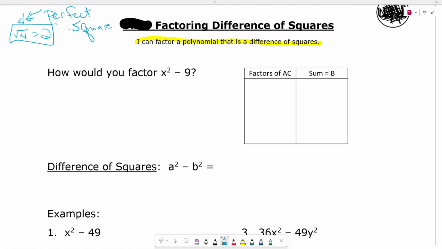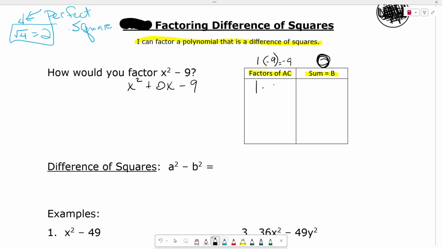So we do know how to factor using our A, C, and B process. Oh, but in my equation here, I'm missing the B. So this would really be x squared plus 0x minus 9. And so my AC would be 1 times negative 9, or negative 9, and my B would be 0. So I've got to find what I can multiply to get negative 9 but add to get 0.